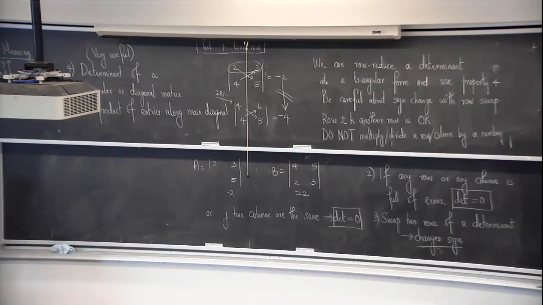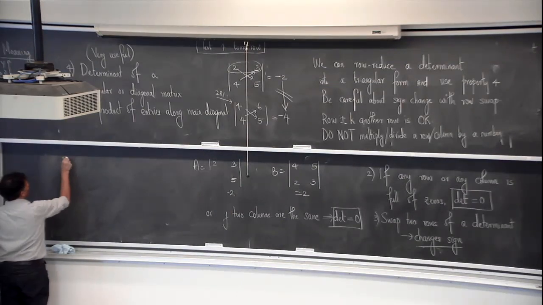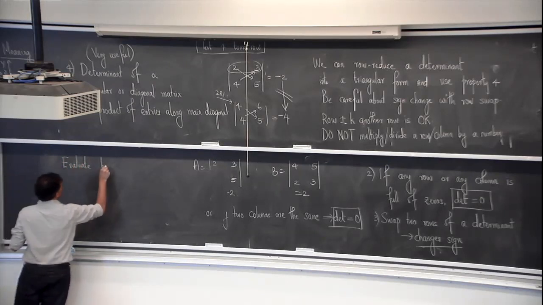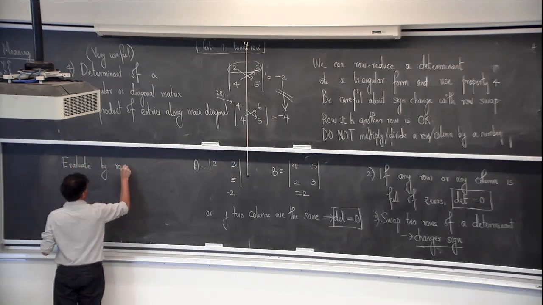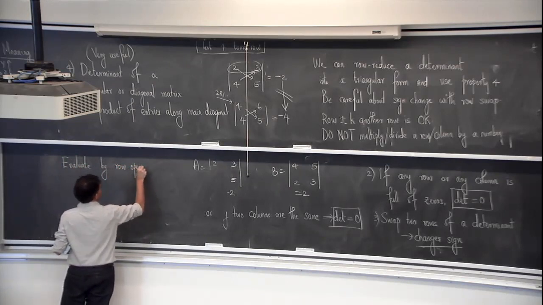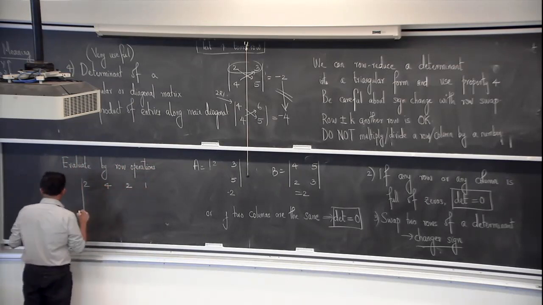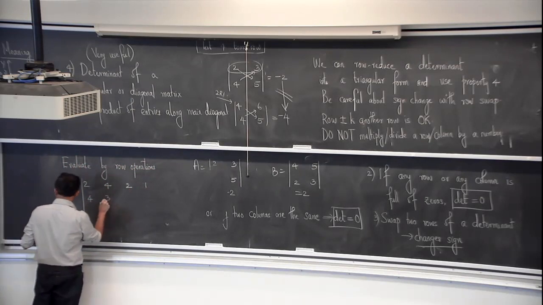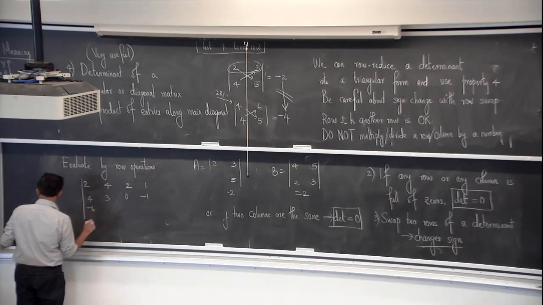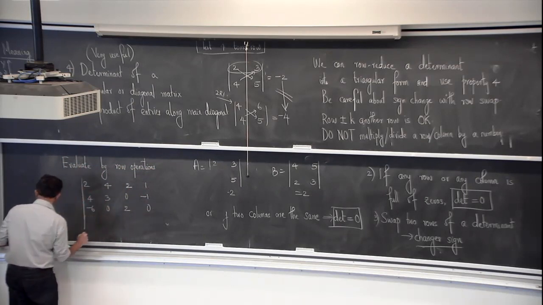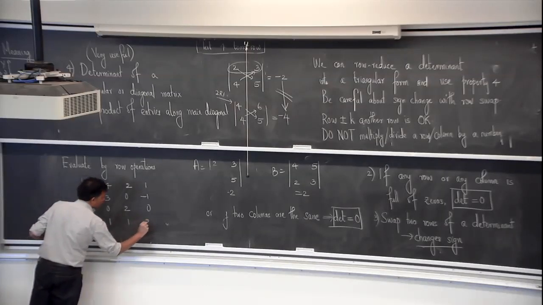All right, so evaluate the following by doing row operations. The matrix rows are: 2, 4, 2, 1; 4, 3, 0, -1; -6, 0, 2, 0; and 0, 1, 1, 2.